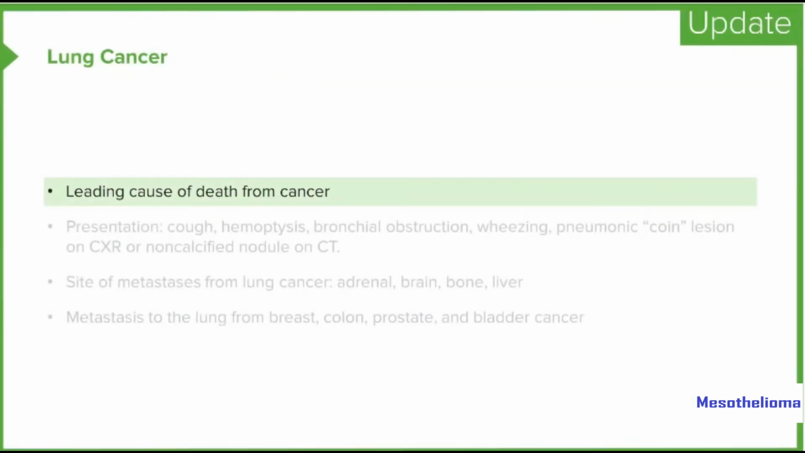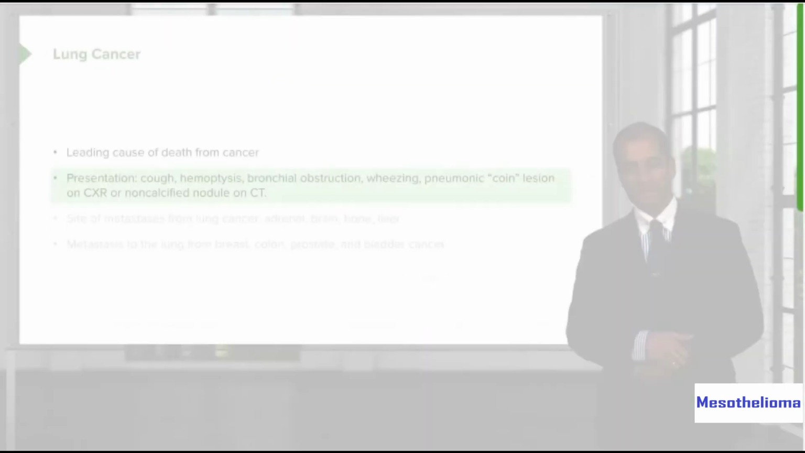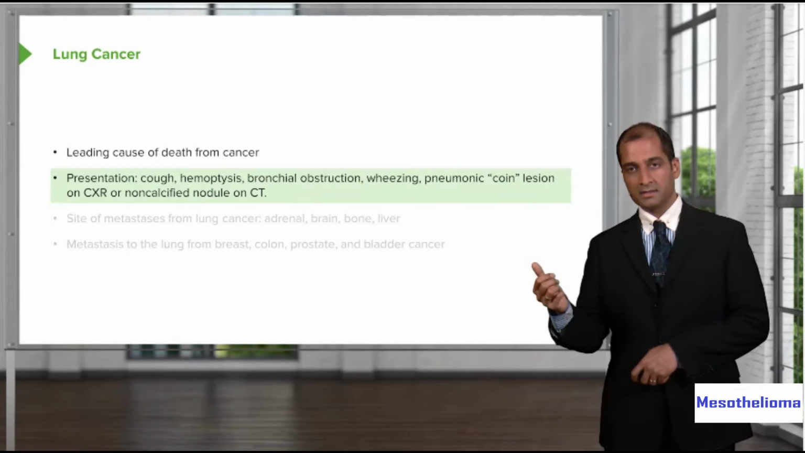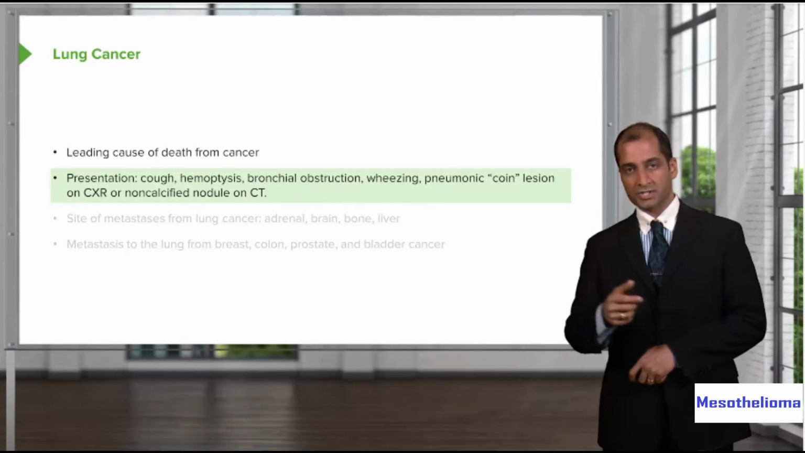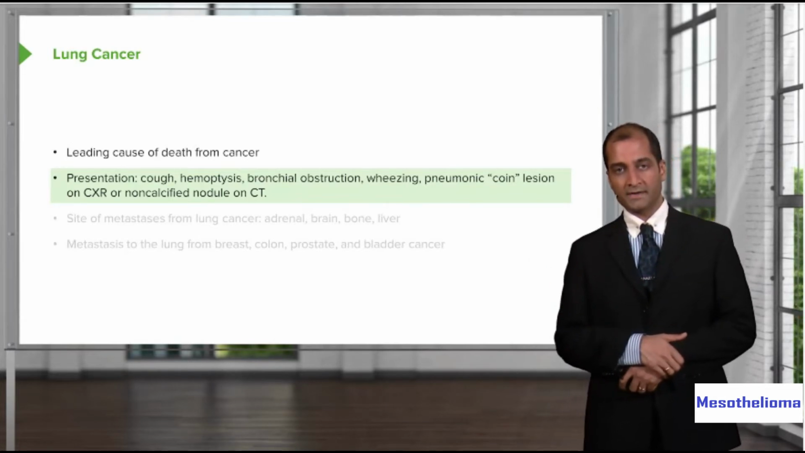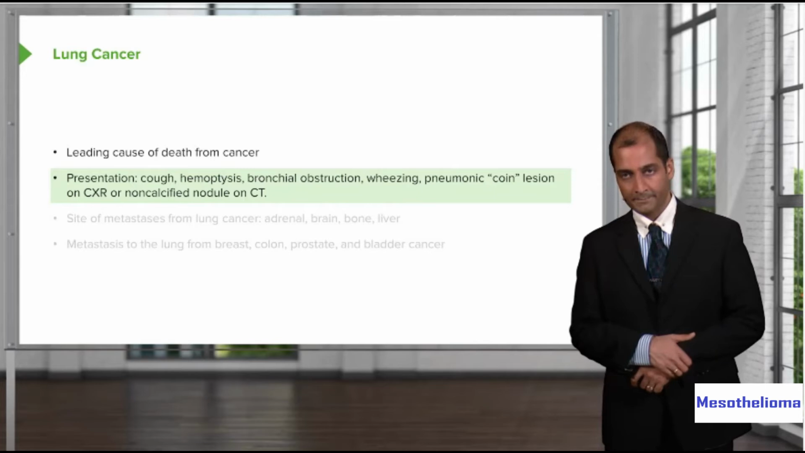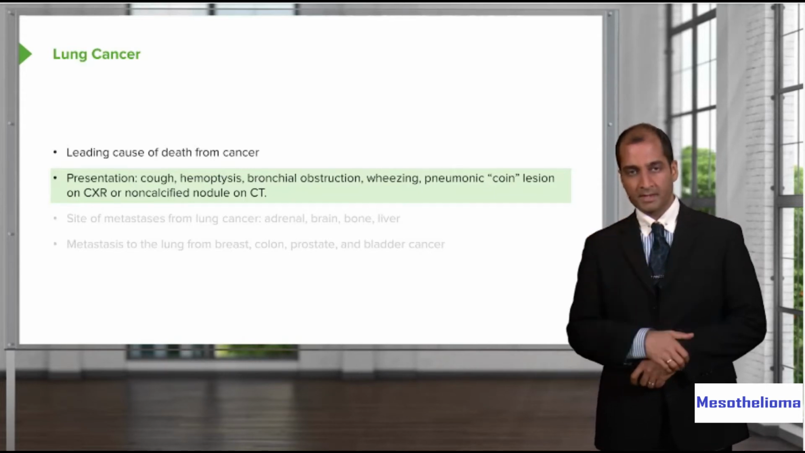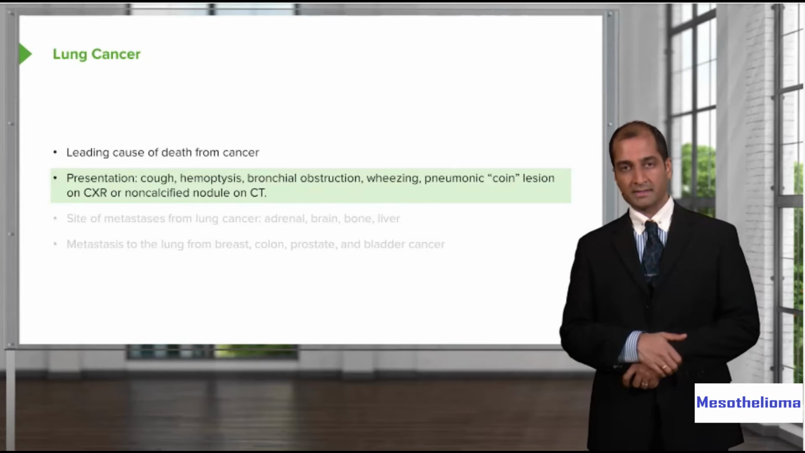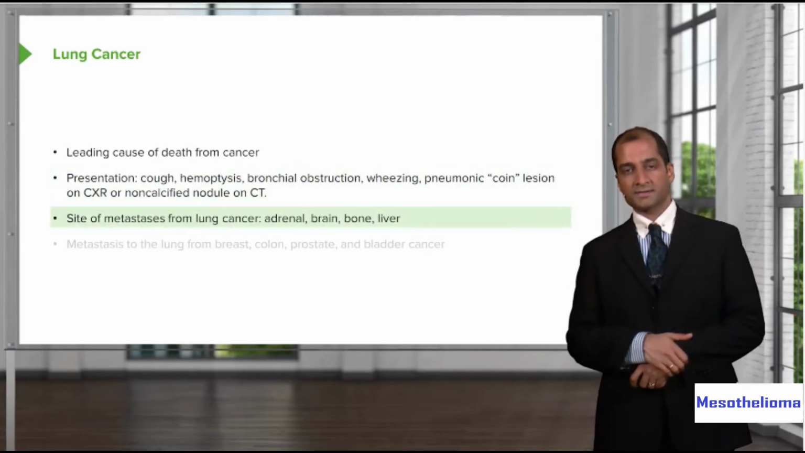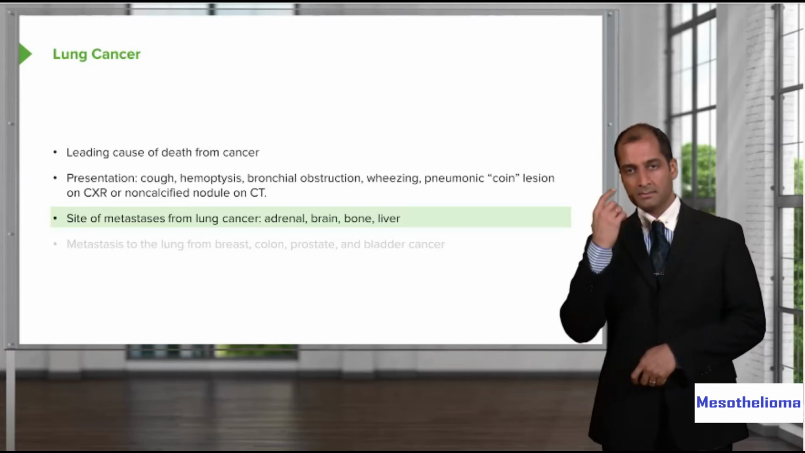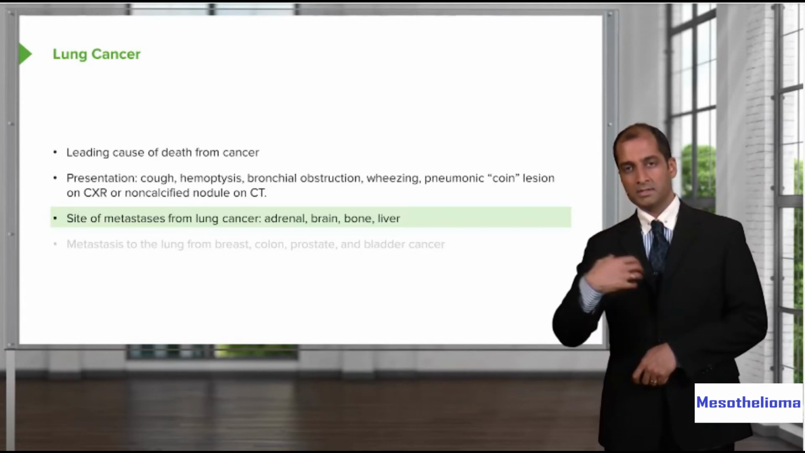Lung cancer is the leading cause of mortality from cancer. Presentation: cough, hemoptysis, bronchial constriction, wheezing, the mnemonic coin lesion on chest x-ray, or non-calcified nodule on CT. So coin lesion on x-ray literally looks like one nodule. Non-calcified nodule on CT. The sites of metastasis from the lung include adrenal, brain, bone, liver.